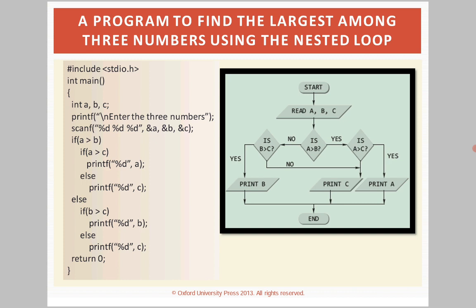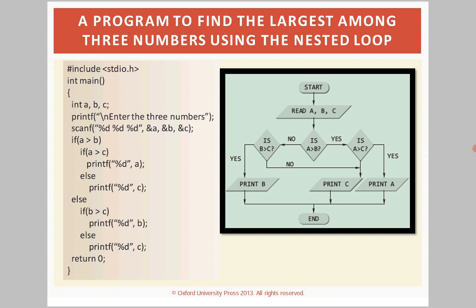nested if statements. So: #include <stdio.h>, int main, then int a, b, c. After that, printf "enter\n enter any three numbers", scanf "%d %d %d", &a, &b, &c. After that we use a nested if statement.